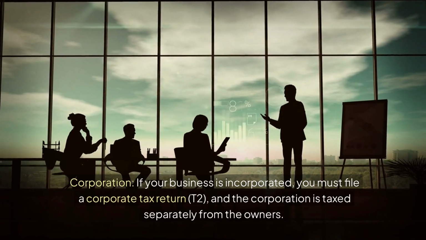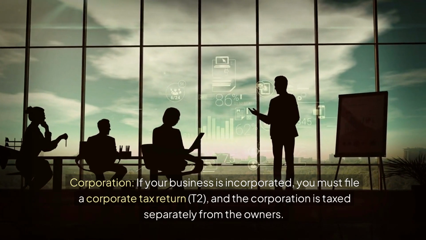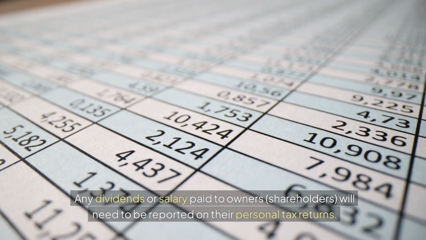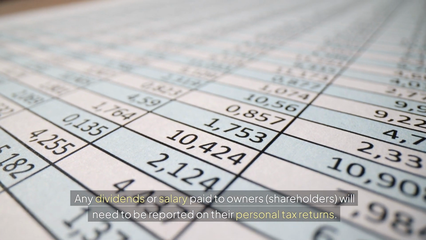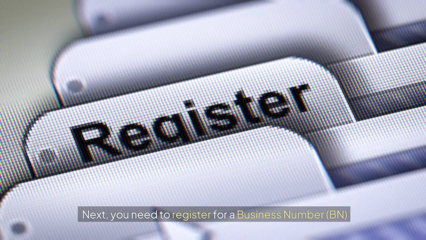Corporation. If your business is incorporated, you must file a corporate tax return, T2, and the corporation is taxed separately from the owners. Any dividends or salary paid to owners, shareholders, will need to be reported on their personal tax returns. Next, you need to register for a business number, BN.